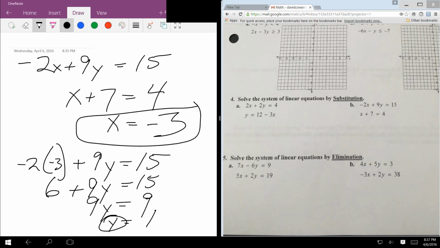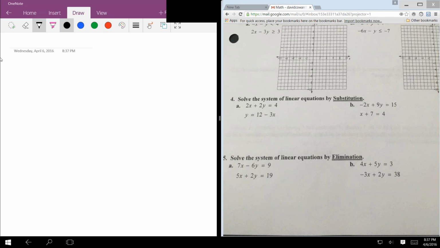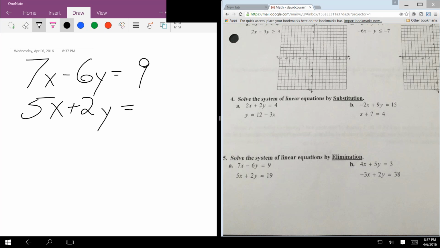Okay. Now let's talk about solving by elimination. Elimination is exactly what it sounds like. I want to either add or subtract equations in order to eliminate one of the variables. Well, clearly, if I add these two, nothing gets eliminated. If I subtract them, nothing gets eliminated. So what can I do to one of the equations before adding and subtracting it?